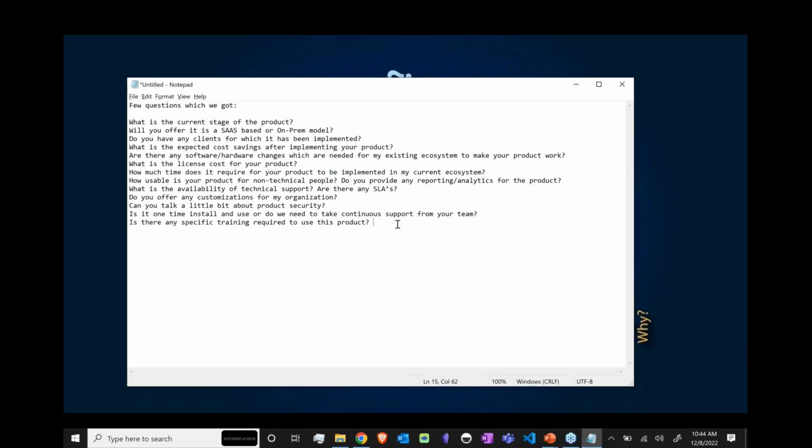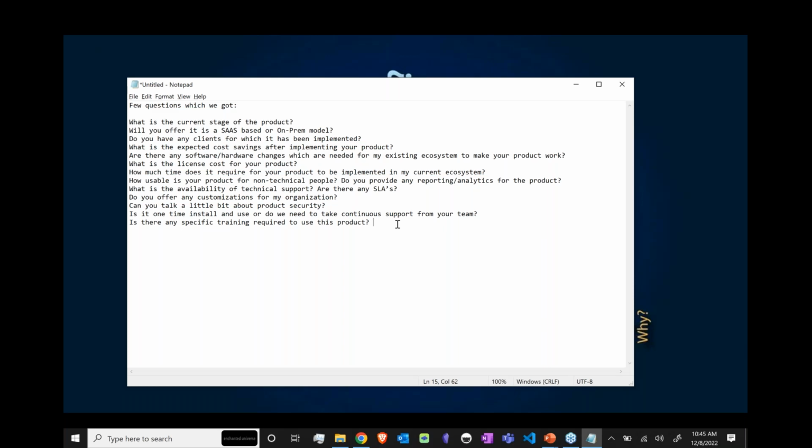Do you offer any customizations? Yes. Since we built it as a framework, this is a very good question relevant to our framework design. Since we built it as a framework, we will be able to provide you any custom solution or any custom feature and easily build and deploy that into our platform. So you can immediately start consuming that.